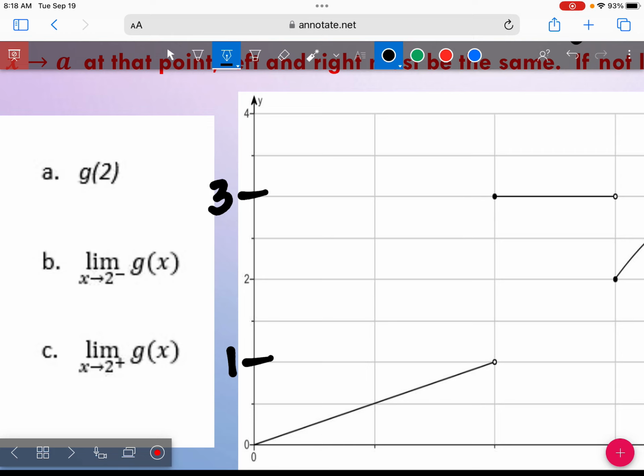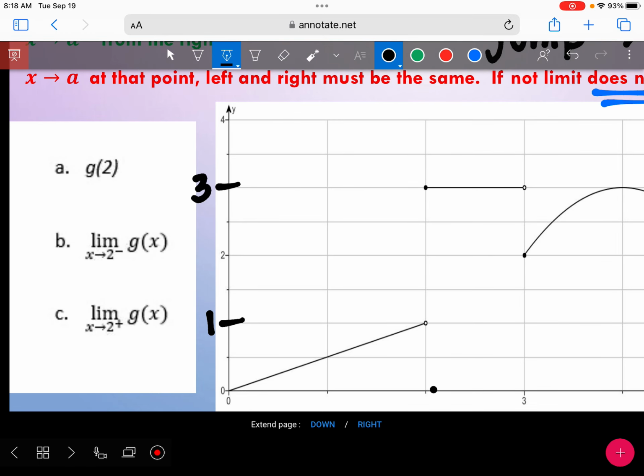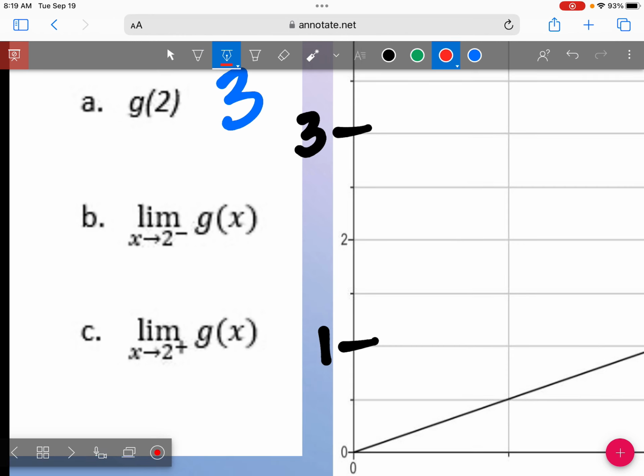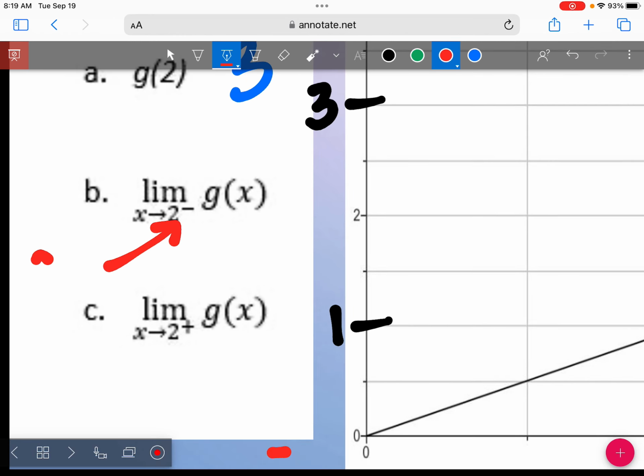All right, so when we look at x equals 2, this is x equals 2. Which one of these points do you think I'm going to look at for the value of y when x is 2? The open or the closed? The closed. Okay, so what is the y value right here? So the answer to A would just be 3. So now let's look at part B. This means from the left. See how you have that little minus sign that comes after? That means from the left.